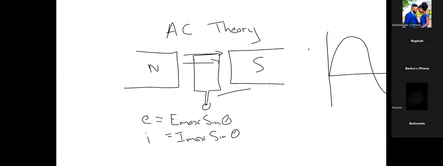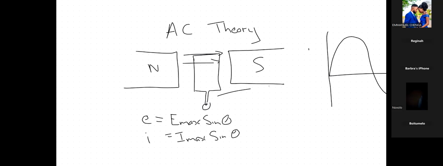All right, okay. So mostly on AC, you find it on the supply side, which is a generator. Remember, you can have a motor, you can have a generator. A motor converts from electrical to mechanical, and the generator converts from mechanical to electrical.